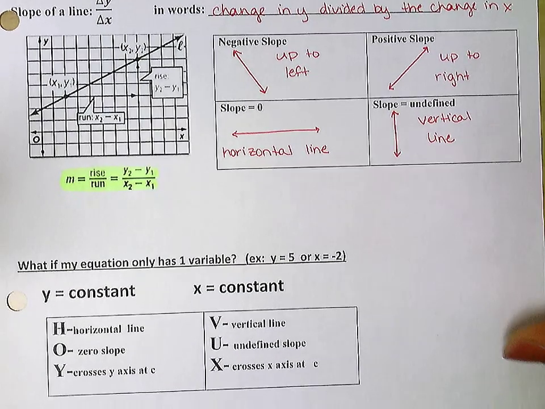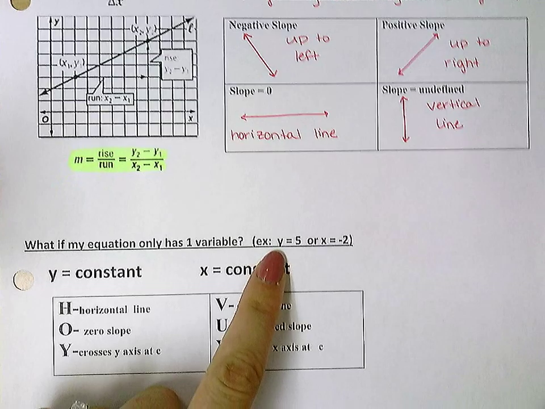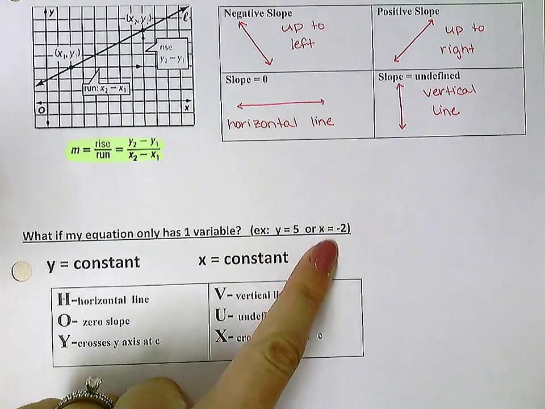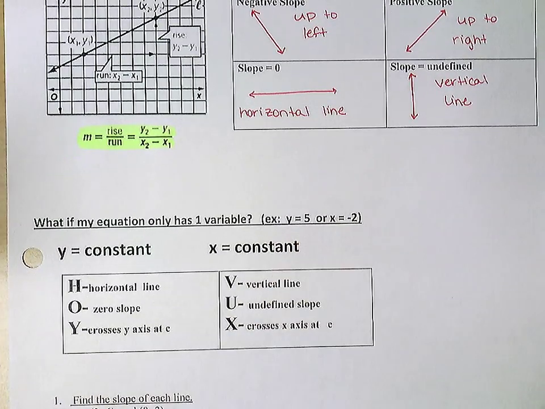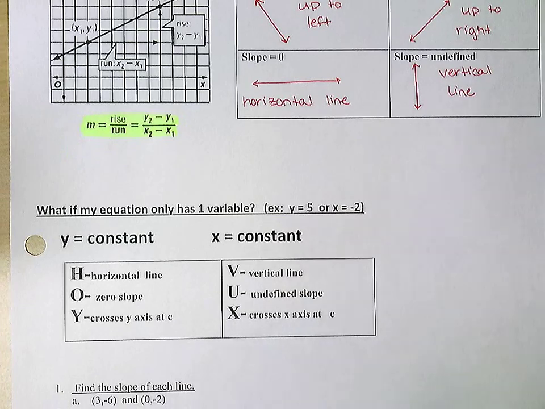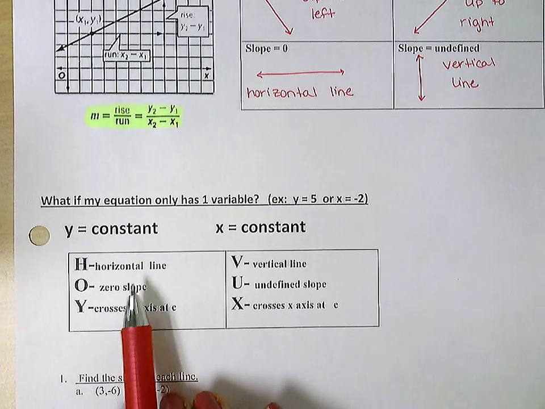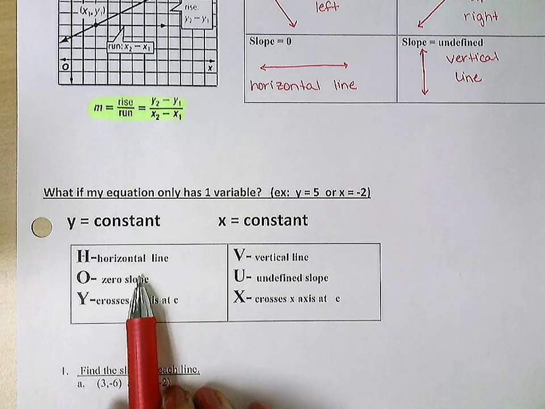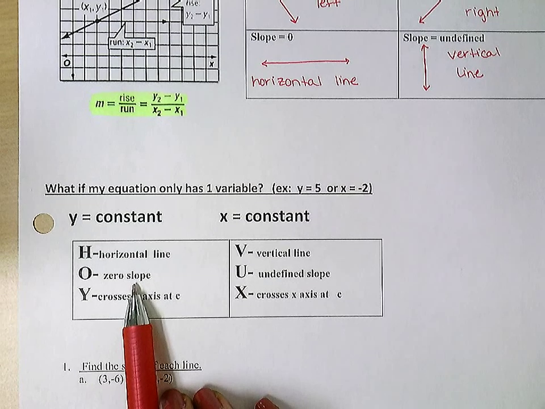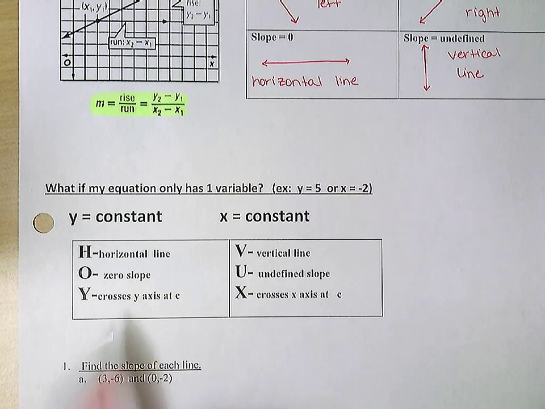So what if an equation has only one variable? Okay, so for example, what if I have y equals 5 or x equals negative 2? Okay, so if y is your constant, that means you have a horizontal line, it has a slope of 0, and it crosses the y-axis at that constant c. So if it's 5, it would cross at 5.